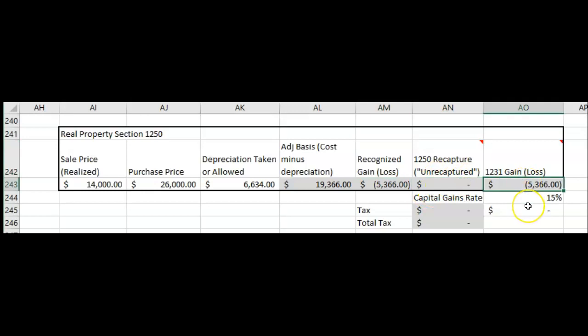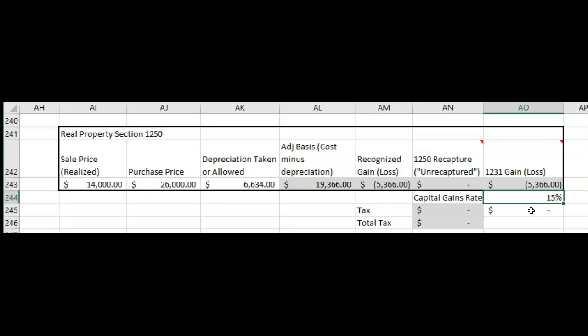So the 1231 gain or loss in this case, the 1231 loss was $5,366. So there is no gain, there is no tax. The loss is $5,366. So I have no tax showing up here. I put in the capital gains rate here for this taxpayer at 15%, which you can figure out. There's plenty of other places online where you can figure out the tax brackets and the capital gains rate.